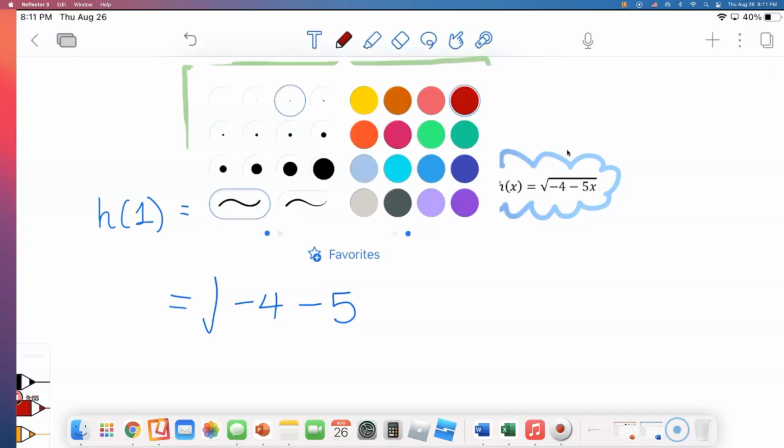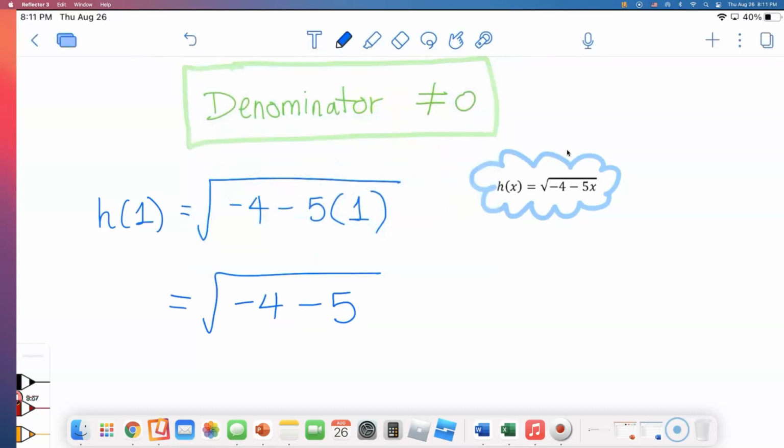So let me keep on going. I should add this to my favorite color. So what's this? The square root of -4 minus 5 is -9, and this is not -3. Because look, -3 squared is actually +9. This is not -3.